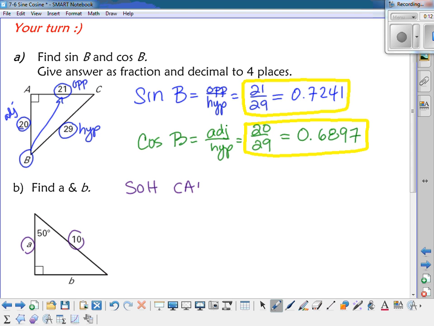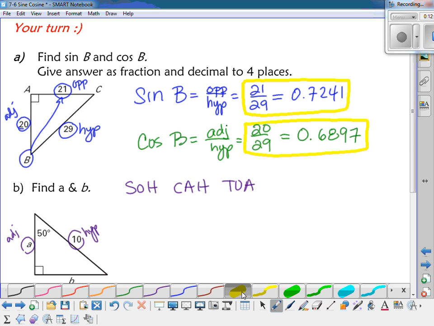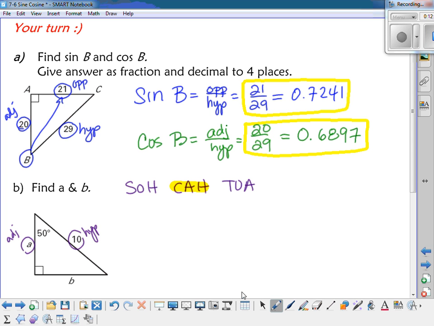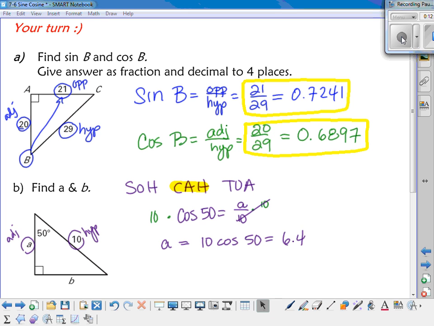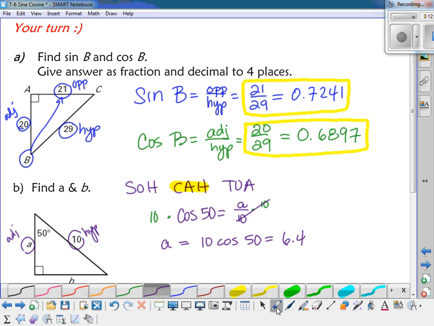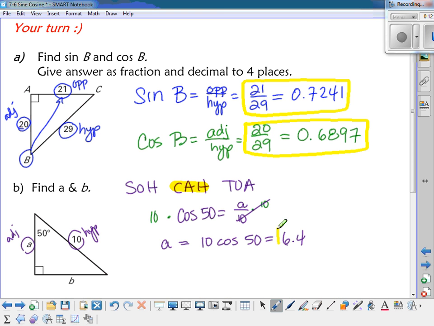so the TOA, we've got adjacent here and hypotenuse here. So which one uses the adjacent and the hypotenuse? Cosine. So to find A, you should use the cosine. Okay, go ahead and pause the video now. So for A, you would have said the cosine of 50 was A over 10, multiply by 10. A is 10 times the cosine of 50, and that comes out to 6.4.